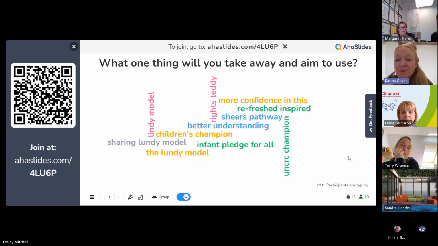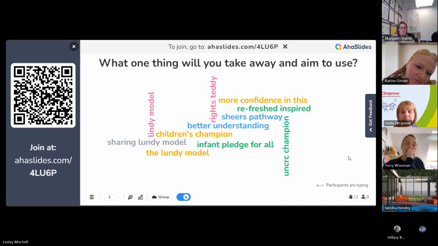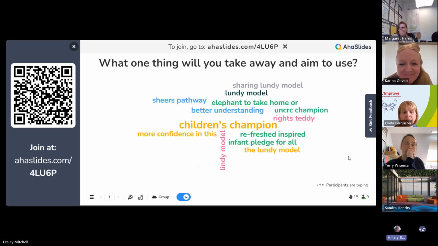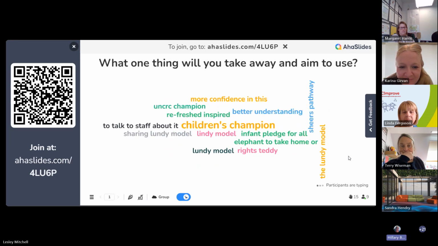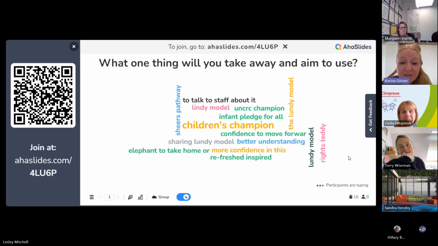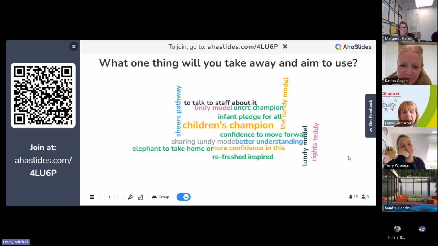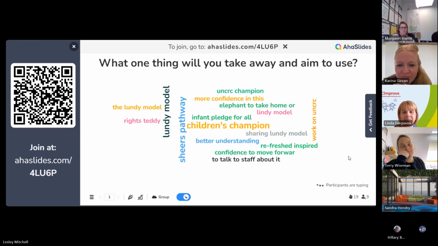Infant pledge is up there. Remember, there's the guidelines as well that go along with it, that you might want to have a look at, but that's great to see that someone wants to delve a wee bit deeper into the infant pledge. I like refreshed and inspired. That's lovely to hear. To talk to staff about it, that's really important. A lot of confidence in there. That's good. Hopefully there has been some inspiration to build the confidence within services.